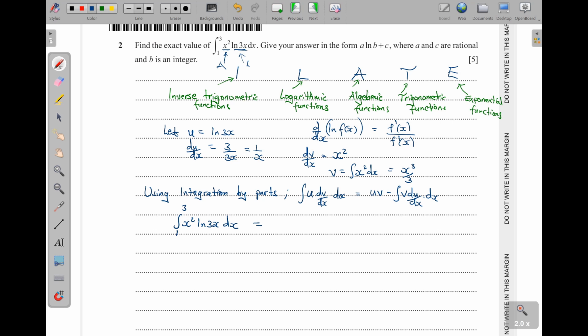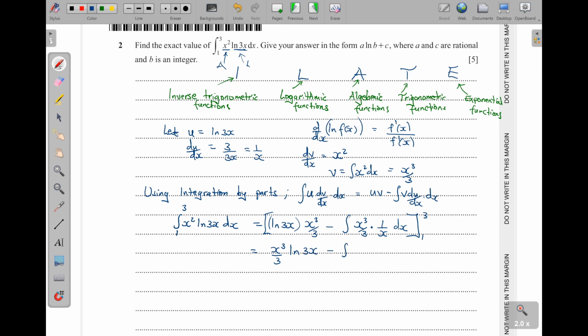This one is going to be, our u is the natural log of 3x, times v, which is x cubed over 3, minus the integral of v, which is x cubed over 3, times du/dx, which is 1 over x, with respect to x. I can actually put the limits right away here. Now, it is better you write this function first, so that you don't confuse it with the 3x, which is in the natural log. So I can write x cubed over 3, then natural log of 3x, then minus.